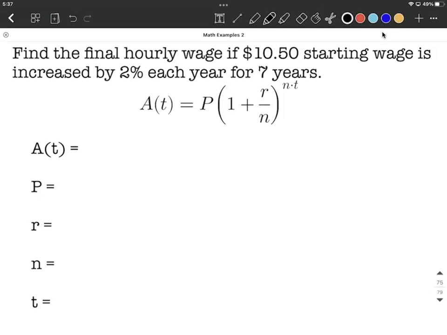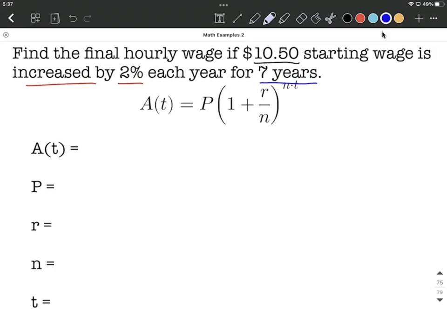In this example, we're going to create a function that involves hourly wage, if we know that the hourly wage starts at $10.50 and the wage is increasing by 2% each year. It's increasing, so it's going to be positive for our rate, for 7 years. But first, we're going to leave off the 7 and first create just a function that we can plug any number of years into the future into, to estimate what the hourly wage is going to be.